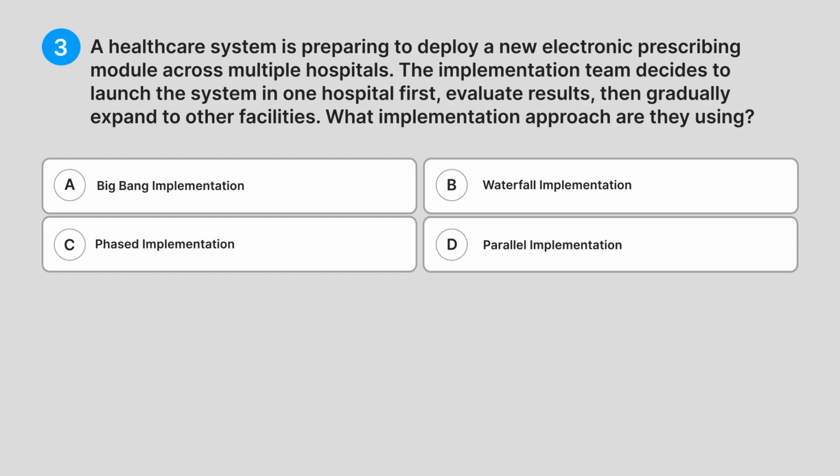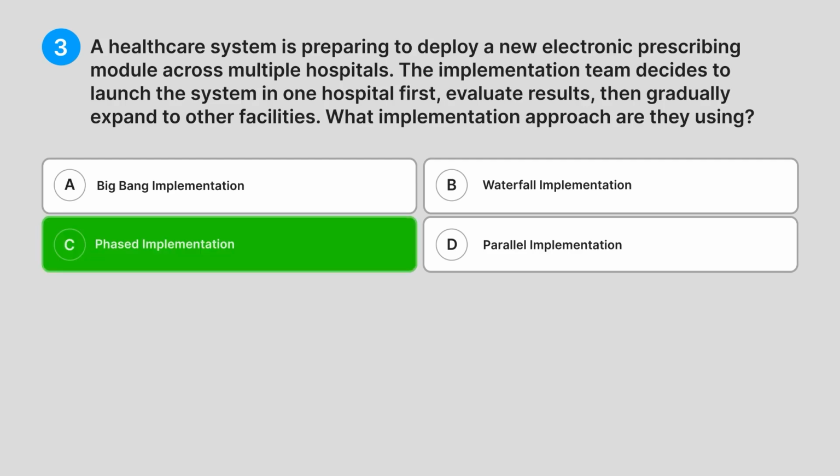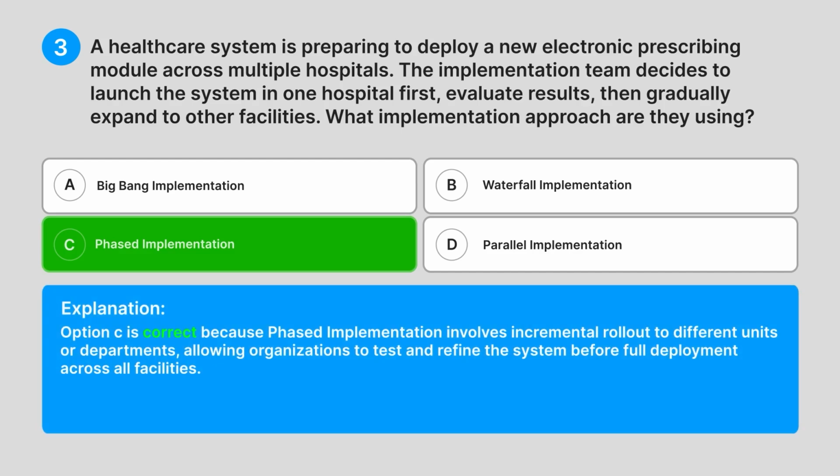Correct answer, C. Phased implementation. Explanation. Option C is correct because phased implementation involves incremental rollout to different units or departments, allowing organizations to test and refine the system before full deployment across all facilities.